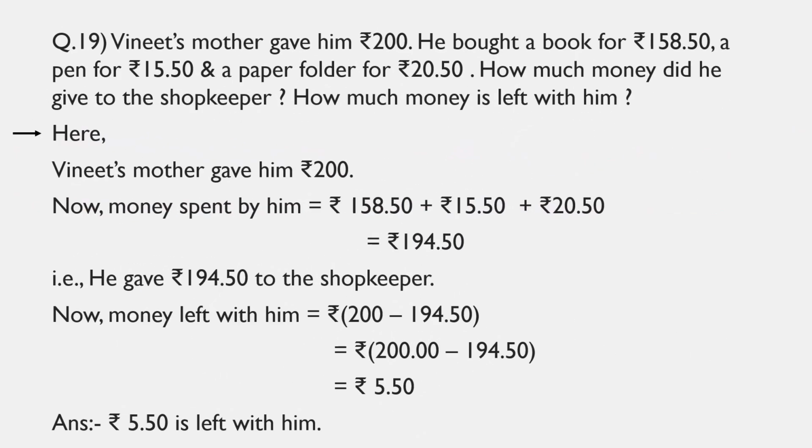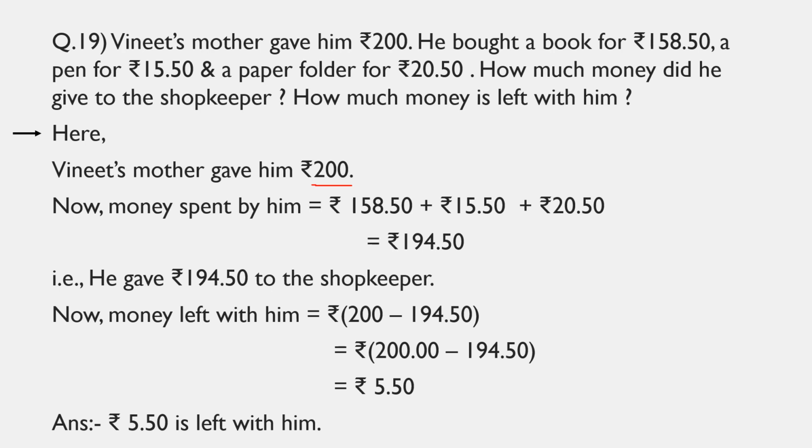Okay children, I will see one more problem. Question number 19 we'll see. So Vinith's mother gave him rupees 200. He bought a book for rupees 158.50, a pen for rupees 15.50, and a paper folder for rupees 20.50. So how much money did he give to the shopkeeper? And second question, how much money is left with him? So we'll see the solution. Here, Vinith's mother gave him rupees 200. Now I'll find out how much money he spent.